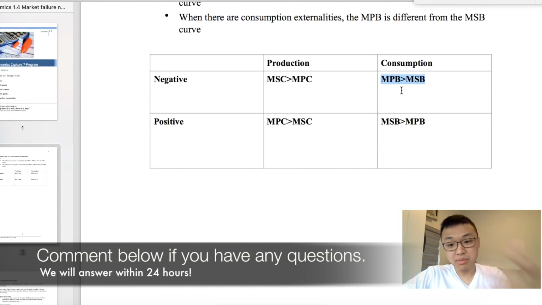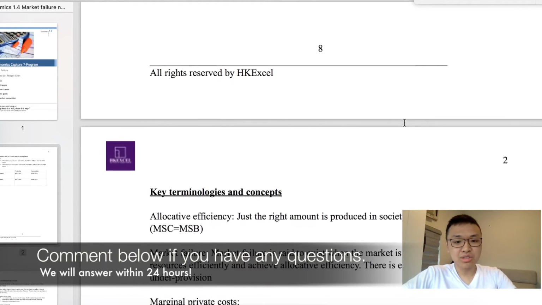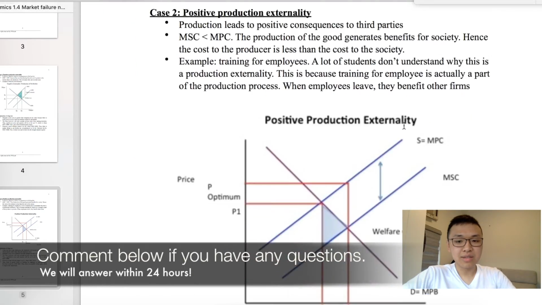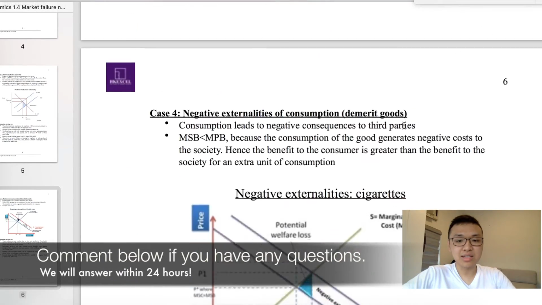Okay, you just need to be able to make sense of this. So negative consumption: MPB greater than MSB. When it's greater, we mean that the curve is on top. I'll show you the diagram. Negative consumption externality. I'll find that for you. Negative consumption externality would be here.